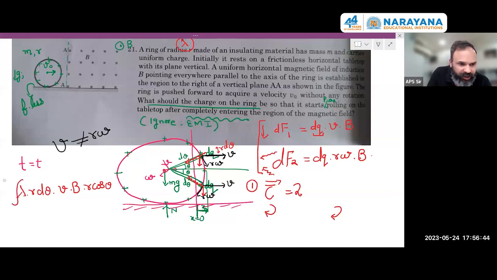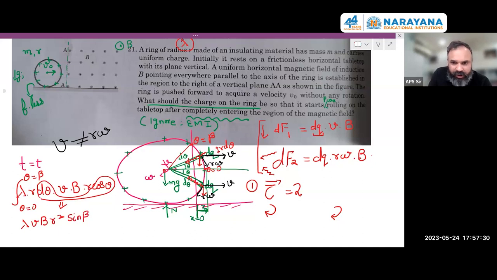Then integrate this from theta equal to 0 to this point. Let's say this location is theta equal to 0, and the last point here, the entry point, is theta equal to some angle. Take that angle as beta. Alpha I will use for angular acceleration. So if I write this from theta equal to 0 to theta equal to beta, I get lambda v B r square, and the term cos theta d theta integrates to sin theta from 0 to beta, so sin beta. This is the torque on the upper half, and then twice. So the total is 2 lambda v B r square sin beta. That's what we are getting.